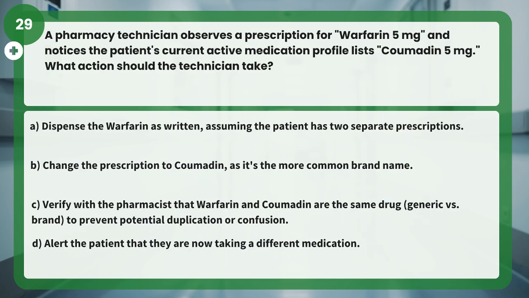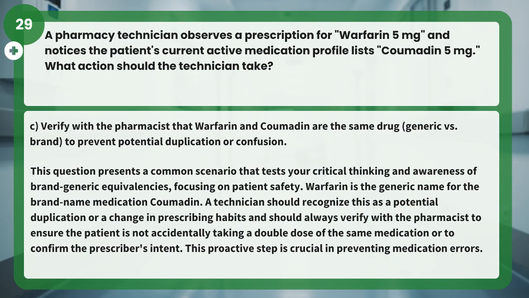Question 29. A pharmacy technician observes a prescription for warfarin 5 mg and notices the patient's current active medication profile lists Coumadin 5 mg. What action should the technician take? A. Dispense the warfarin as written, assuming the patient has 2 separate prescriptions. B. Change the prescription to Coumadin, as it's the more common brand name. C. Verify with the pharmacist that warfarin and Coumadin are the same drug, generic versus brand, to prevent potential duplication or confusion. D. Alert the patient that they are now taking a different medication.